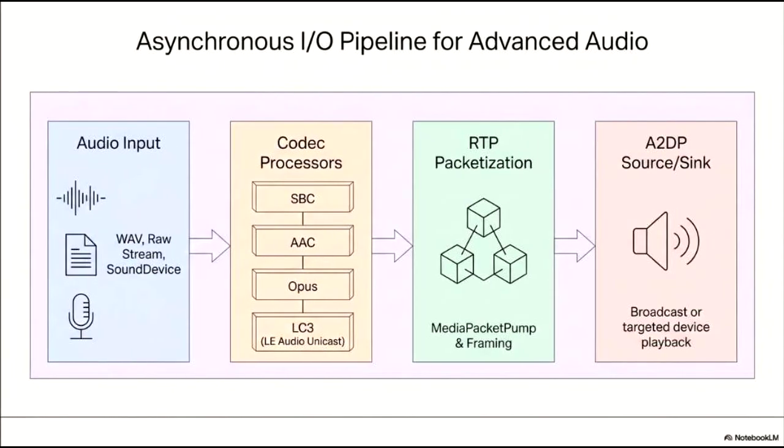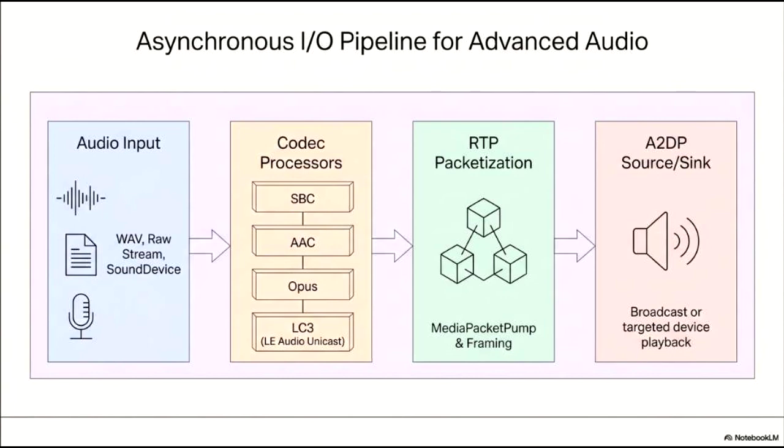The asynchronous I/O pipeline for advanced audio provides a robust framework for managing audio data through 4 key stages. In the initial audio input stage, the system ingests audio from diverse sources, including WAV files, raw data streams, or physical sound devices like microphones. Once captured, this audio transitions to the codec processor stage. This modular component supports multiple compression standards, such as SBC, AAC, Opus, and LC3 for low-energy audio unicast, allowing for optimized performance based on specific use cases.